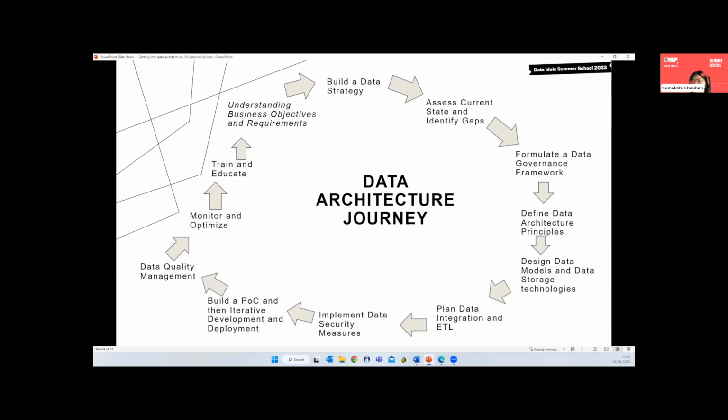Once we design the data models and choose these data storage technologies, then we look out for developing the data integration strategies on how those data from various data stores would be connected. How would we ensure that there is a seamless data flow between different sources and systems?